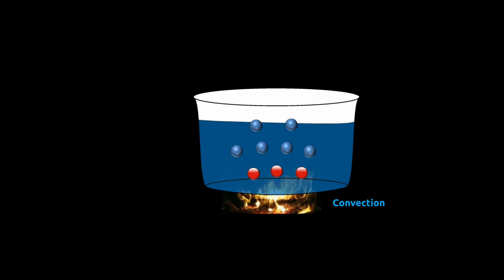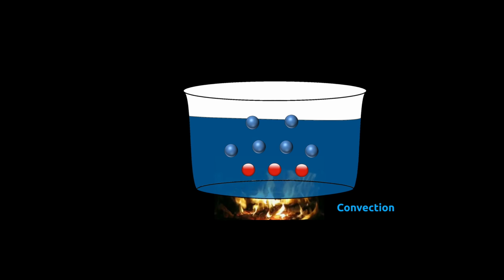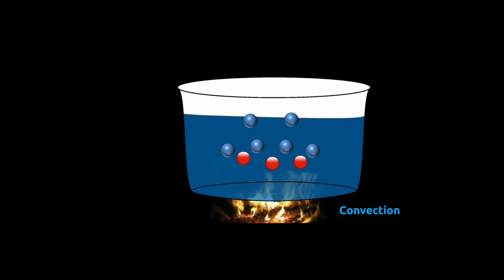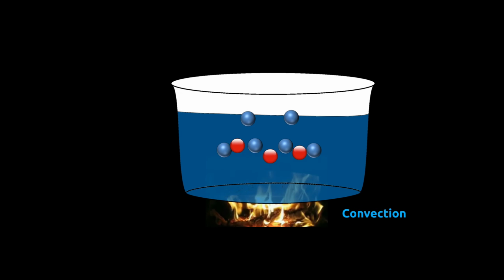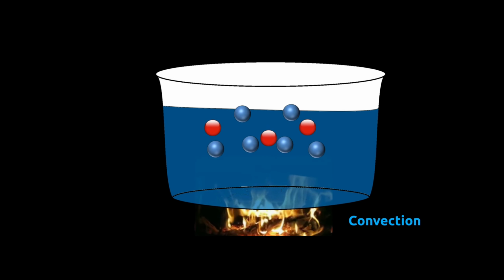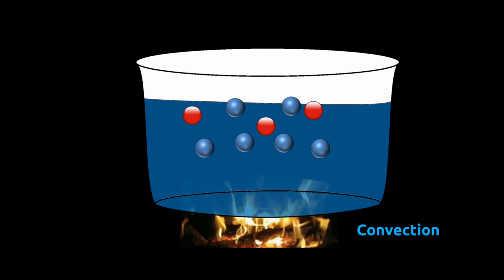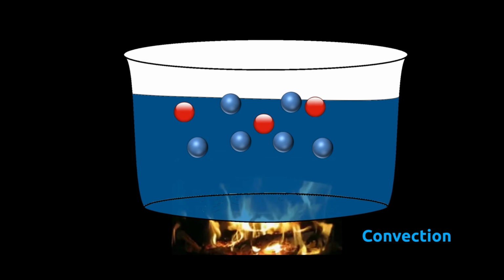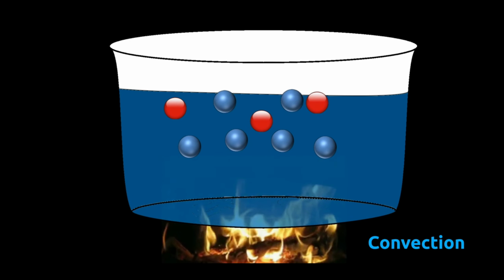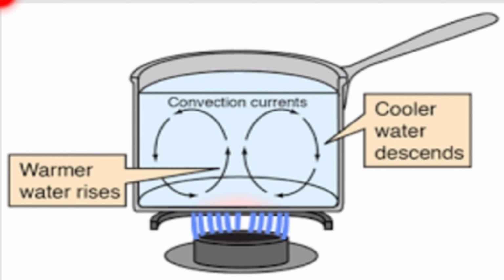You have noticed that the water particles near the heat source are the first to be heated. The heated matter moves, transferring heat from one part to another. If you will notice, the heated particles of water rise. Then the cooler water particles are pushed to the bottom. This explains that in convection, warmer water rises and cooler water descends.